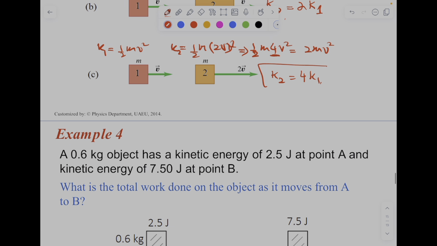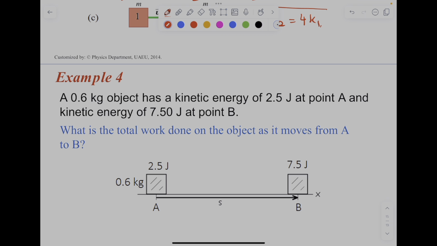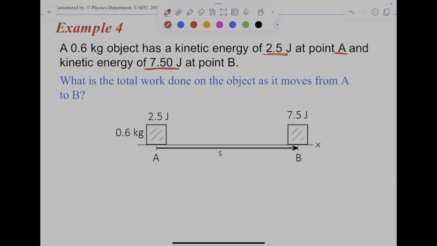Now moving towards the next example. An object of 6 kilogram has the kinetic energy of 2.5 joules at a point A and kinetic energy of 7.50 at B. What is the total work done by moving from point A to B? So the work done is nothing but the change in kinetic energy. So kinetic energy at B minus the kinetic energy at A. We are given 7.50 minus 2.5, we get 5 joules.